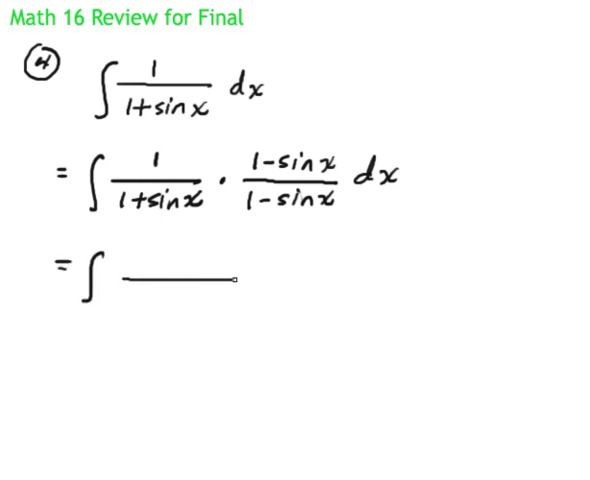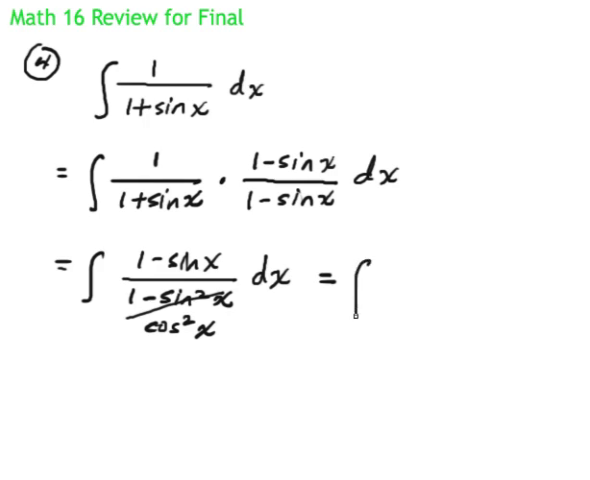Okay, because then in the denominator we end up with 1 minus sine squared x, which is cos squared x. So we did this so that we end up with a single term in the denominator. And now we could divide into the numerator with this single term, split up this fraction. So let's do that. So we have 1 over cos squared x minus sine x over cos squared x dx.